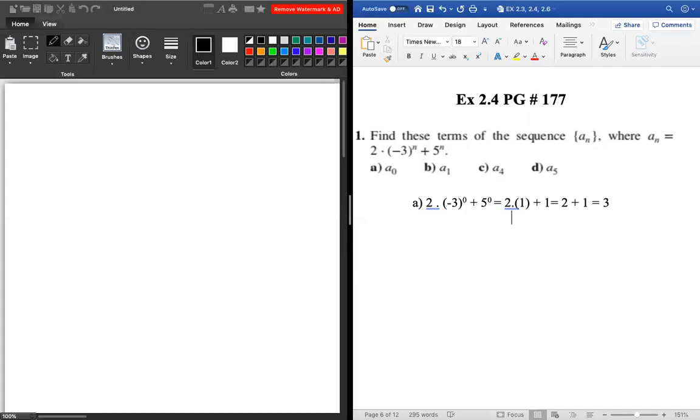Okay, let's take part b. So we have a to the power of 1. We will have the same thing here, but instead here we will put 1. So this equals 2 times negative 3 to the power of 1, which is basically negative 3, plus 5 to the power of 1, which is 5. So minus 3 multiplied by 2 is minus 6. Minus 6 plus 5 equals negative 1.